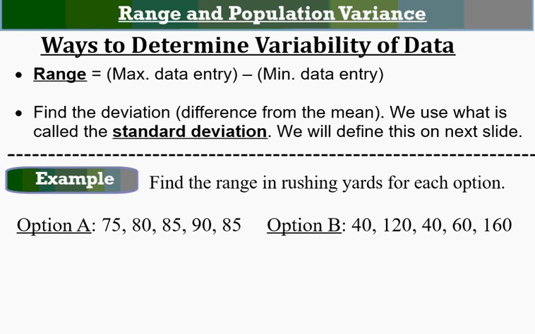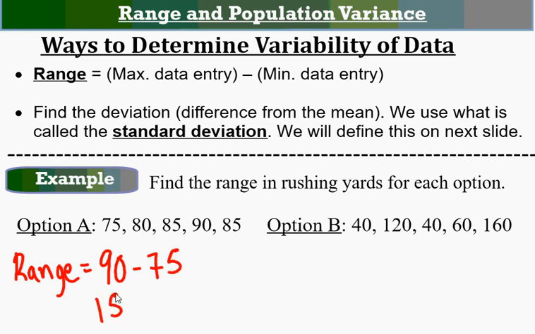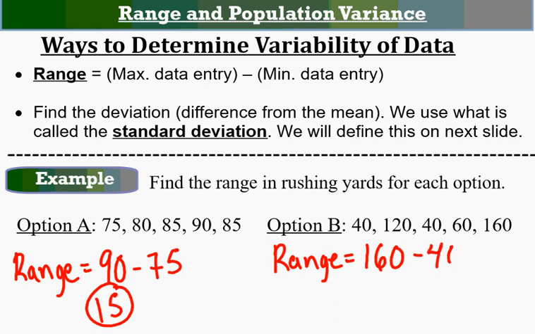You can also calculate something called the standard deviation, which we'll do on the next slide, but we'll start with the range. So the first thing they might do is calculate the range, the difference between high and low. For option A, the range would equal the high value of 90 minus the low value of 75. So we would get a range of 15. For option B, the range would equal a high of 160, a low of 40, which gives me 120.